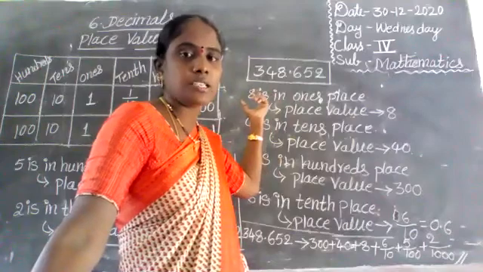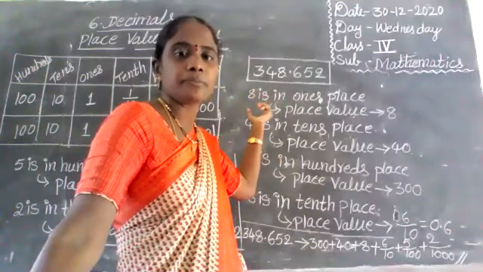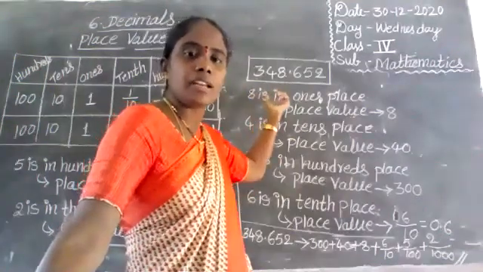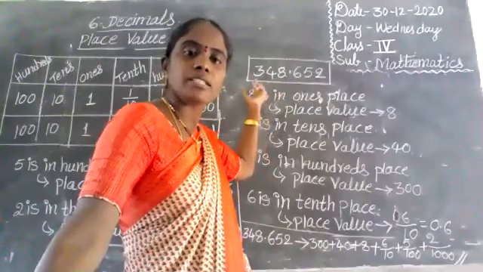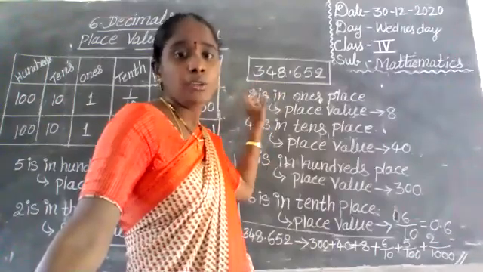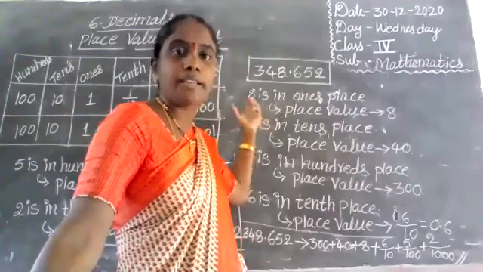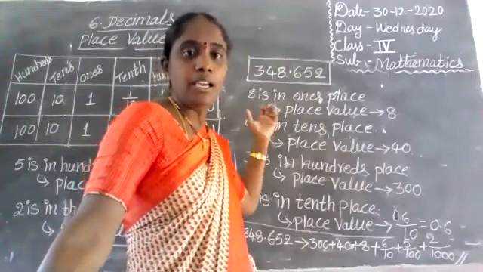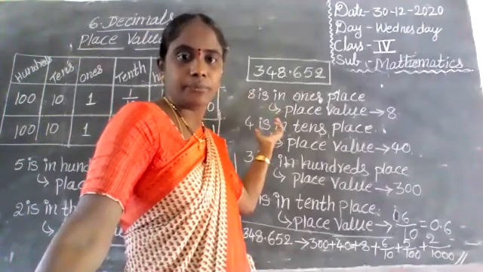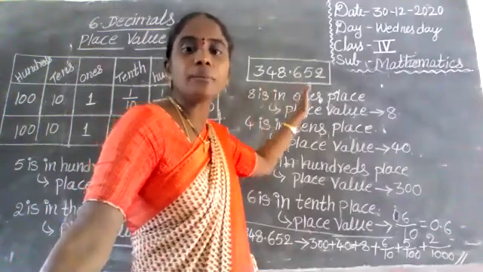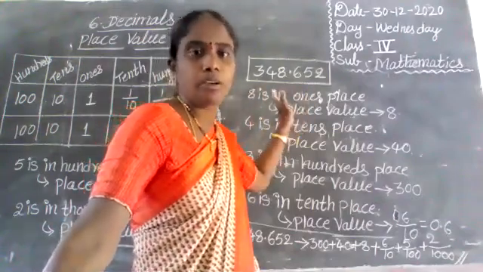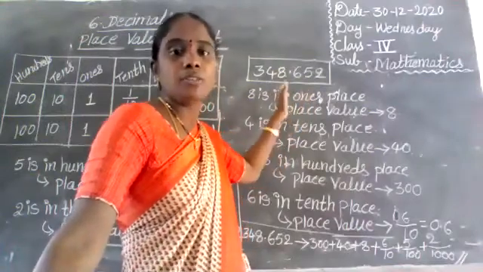Maheshwari, what are you doing? 8 is in the ones place, 4 is in the tens place, 3 is in the hundreds place. You already know the place values of whole numbers, and the expanded form also. You learned that in first and second units. Next, the numbers after the point are decimal numbers.